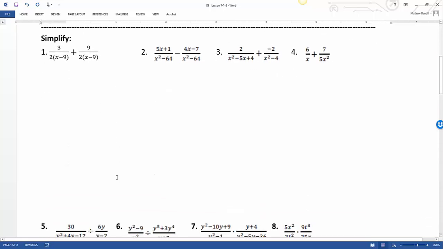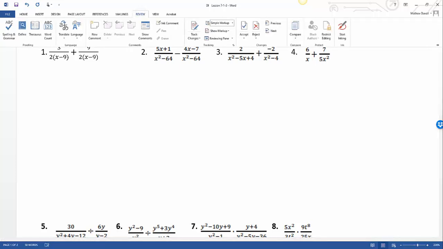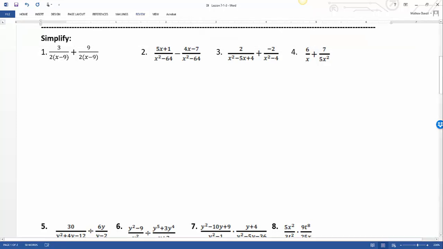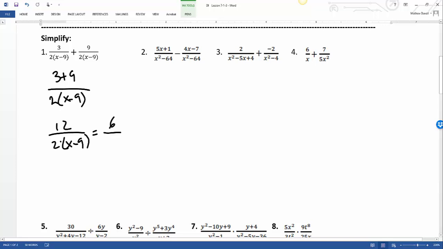All right, simplifying this, for us to be able to add things together, the denominators have to be the same. So in this first one right here, the denominators are the same, so 3 plus 9 over 2 times x minus 9. That's going to be 12 over 2 times x minus 9. The 2 and the 12 can reduce, so that's going to be 6 over x minus 9. And that's it.